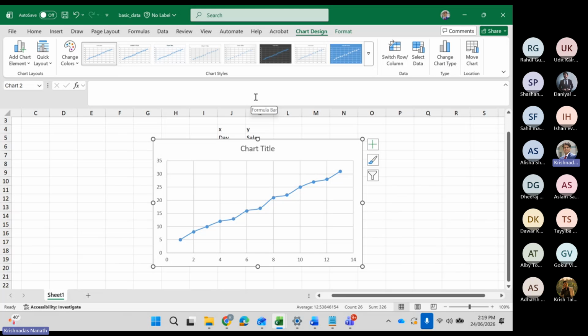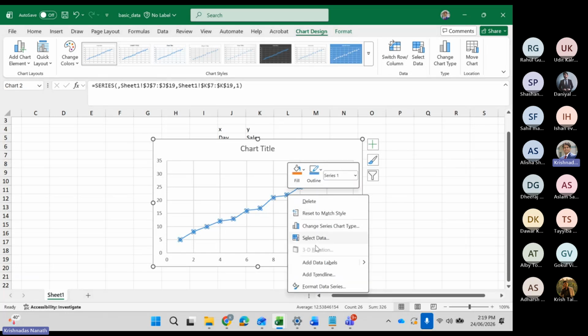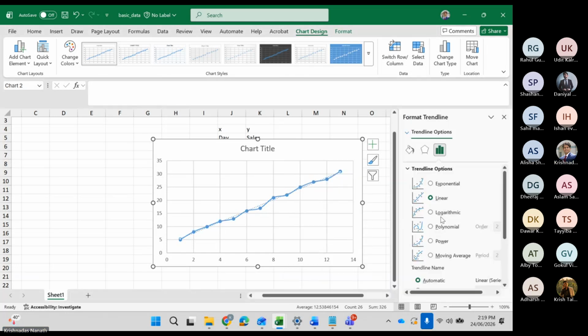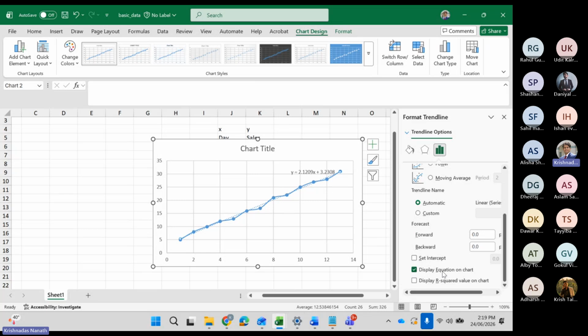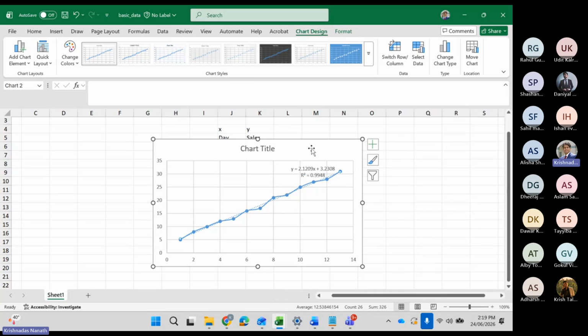Almost the same. As x increases, y also increases. So fairly, I'm looking at a linear sort of distribution. Now I right click and add trend line. And I click display equation on chart, display R square value on chart, and that's the one that I want.